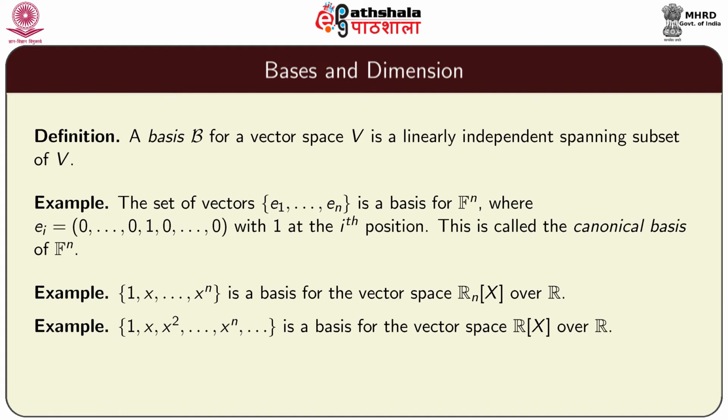Now, we see the infinite dimensional example, that is the collection of all polynomials with real coefficients without any restriction on their degrees, which is of course a vector space over R, and this set 1, x, x square, etc., x to the power n, etc., the infinite set, is indeed a spanning set of this vector space. And for a similar reason, this is also linearly independent, and therefore, this is a basis for the vector space of polynomials over the real field.